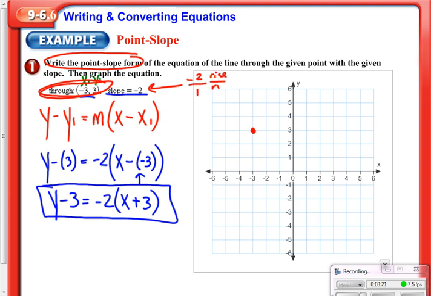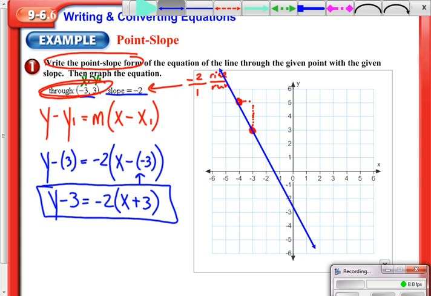So I'm going to go up 2. When I move up 2, remember this is going to be a negative slope, so I need to move to the left 1. There's my plot. Here are my two plots. Draw using a straight edge going through both plots. And there's the graph of that linear equation in point-slope form.